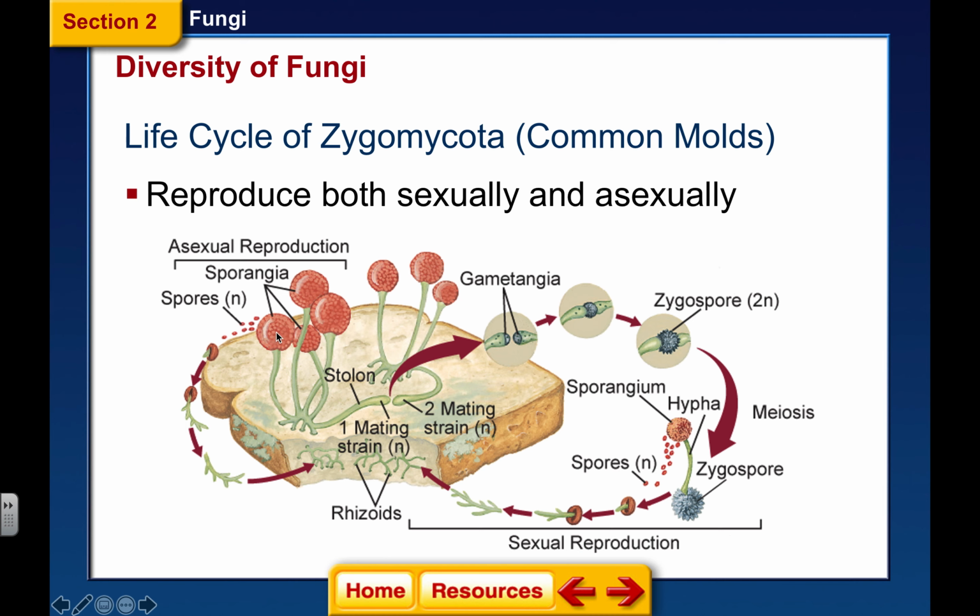So over here, we have one mating strain, and this is another, but the long stalks are called sporangiophores. At the top, the sac is a sporangia. The sporangia holds the spores, the haploid spores. Then to the right, we have the way that they mate if they have unfavorable conditions and they're reproducing sexually.